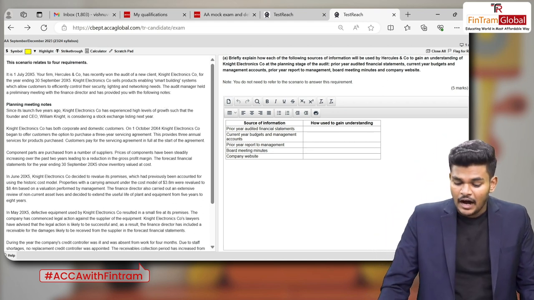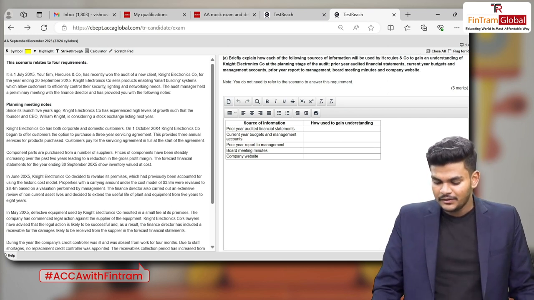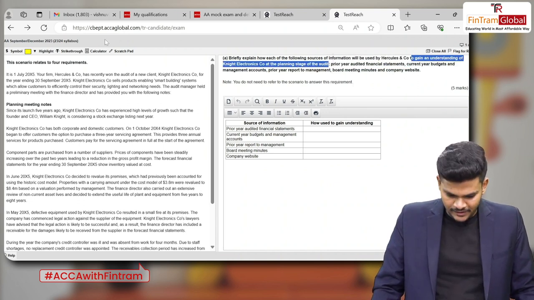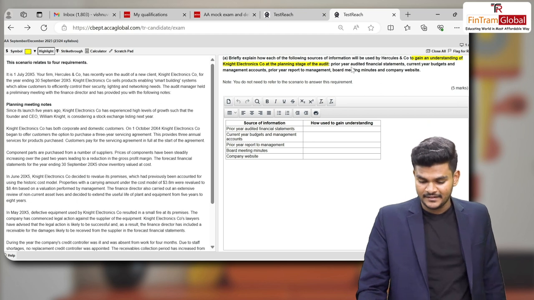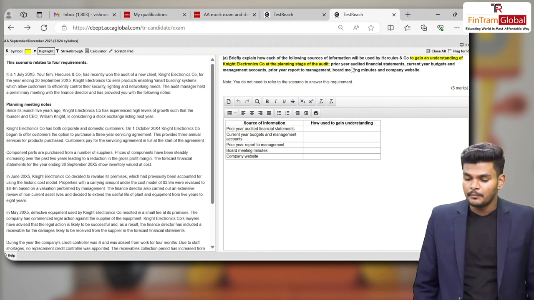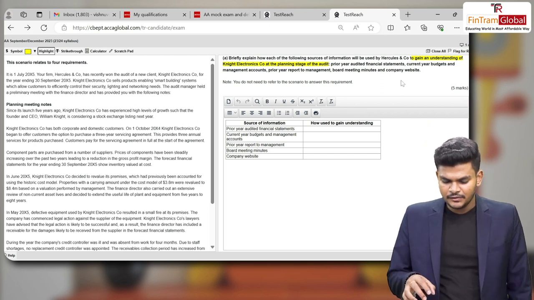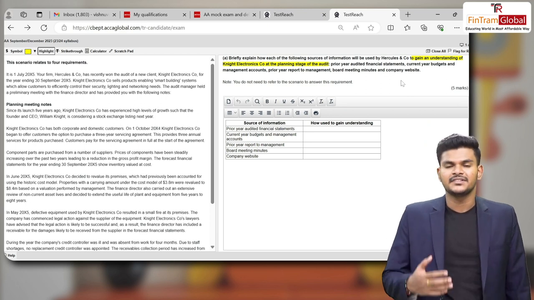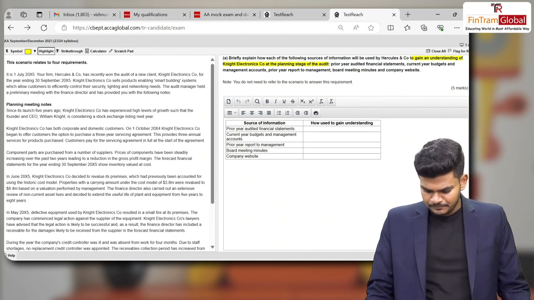Briefly explain how each of the following sources of information will be used by Hercules and Co. to gain an understanding of the Knight Electronics Co. at the planning stage of the audit. We have a list of sources of information provided to us, such as the prior year audited financial statements, current year budgets and management accounts, prior year report to management, board meeting minutes, as well as the company website. So for each of these sources of information, how exactly do we use it to gain an understanding of the client? That's basically what this particular requirement requires us to do, isn't it? Simple as that.